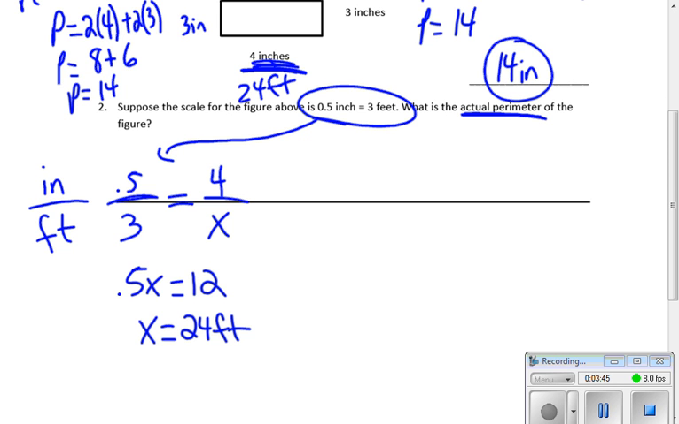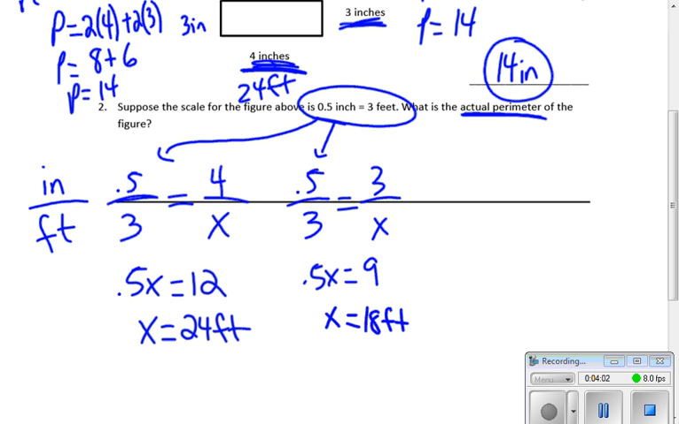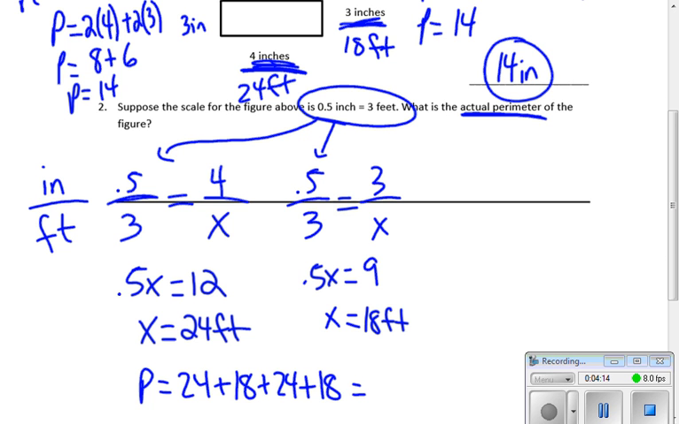Now let's do the same thing for the other side. 0.5 over 3, that's the scale, equals 3 over x, because this side is 3 inches. Cross multiply, 0.5x equals 9, divide both sides by 0.5, x equals 18 feet. So now I know this side is 18 feet. To find the perimeter, add up the four sides: 24 plus 18 plus 24 plus 18 equals 84 feet.